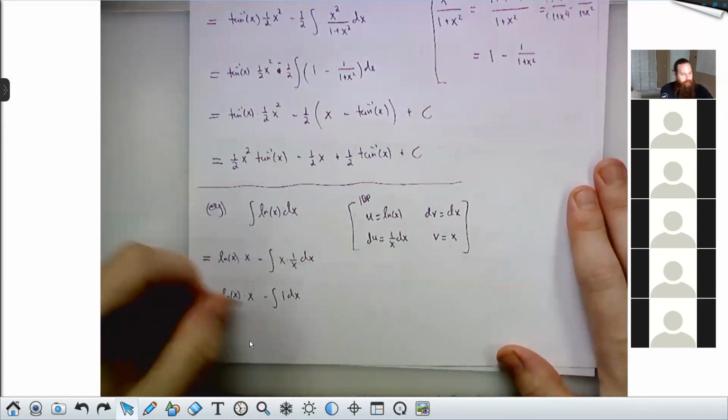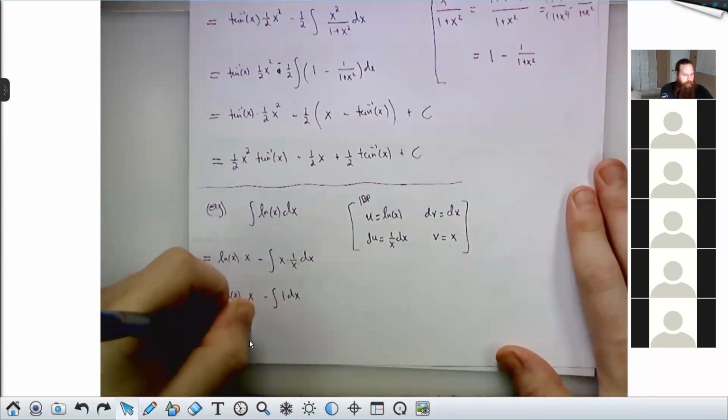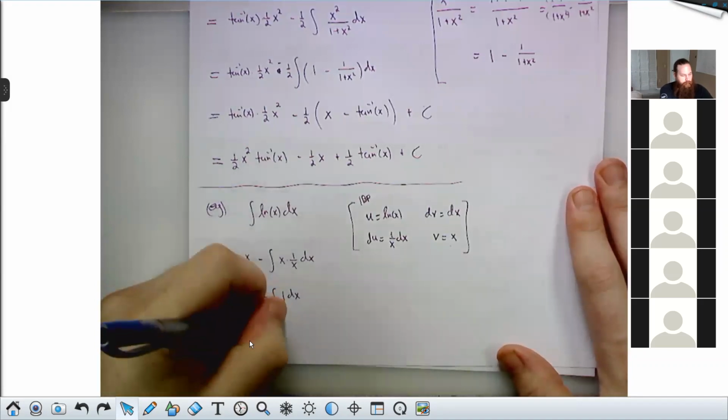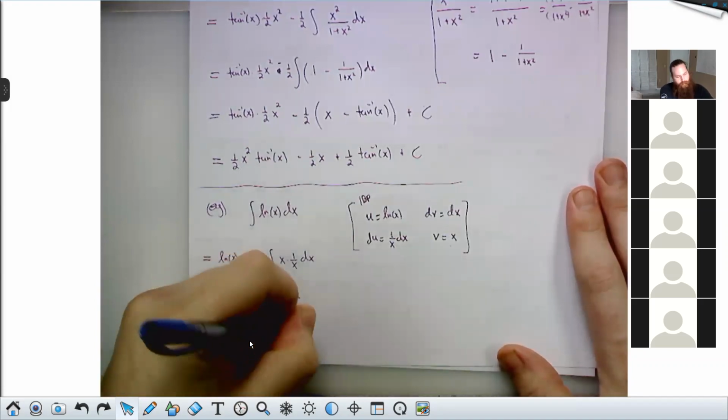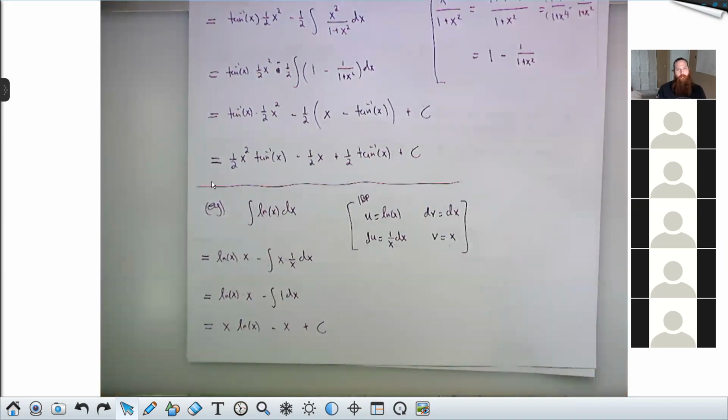So this is, I'll write the x out front because it looks better that way. That's x times ln x minus the integral of 1 dx, which is minus x, and then we slap on our plus c. So before we didn't know how to integrate the natural log. This is the integral of the natural log. And it comes from IBP.